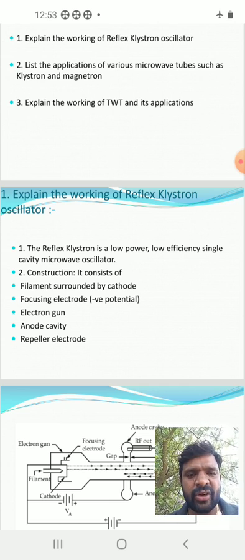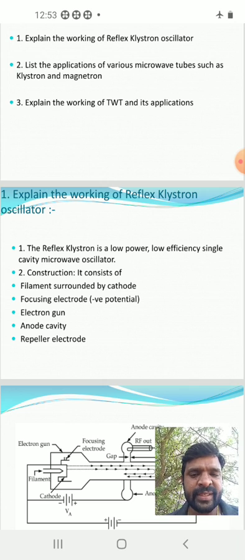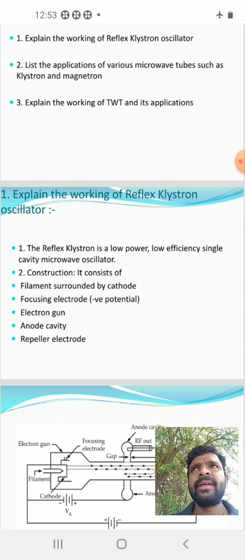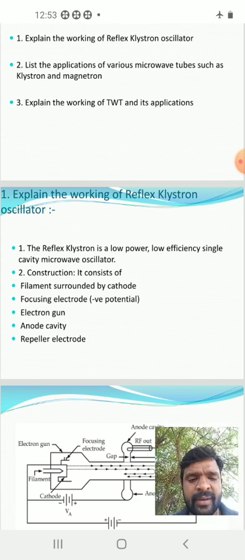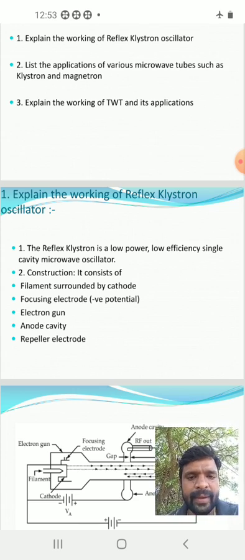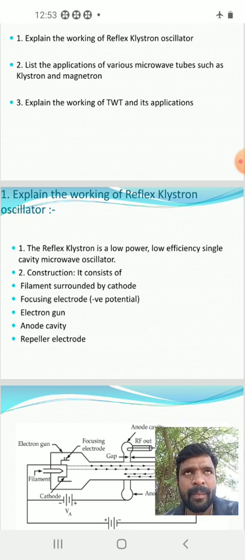The reflex Klystron is a low power, low efficiency, single cavity microwave oscillator. That means reflex Klystron is the oscillator which has a single cavity and which has low power and low efficiency.